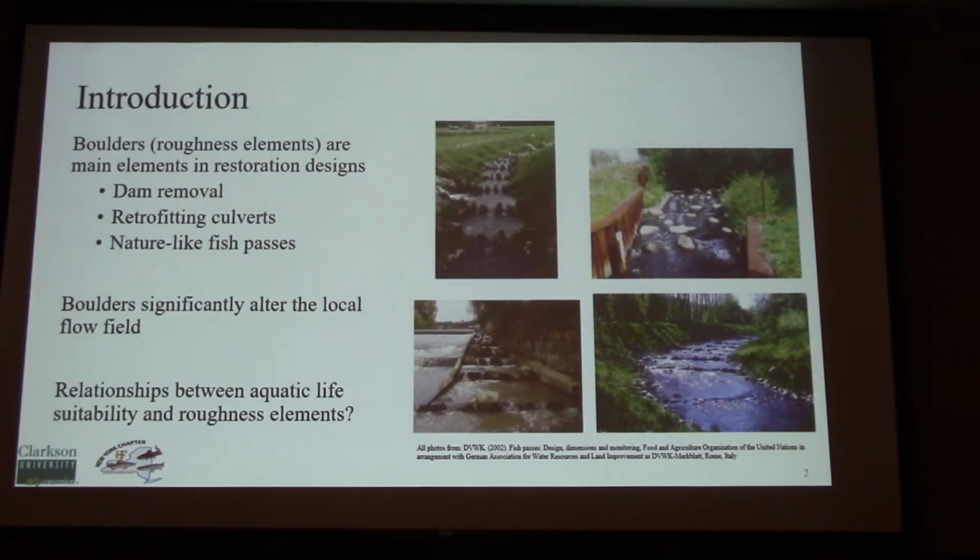Let's talk about boulders. Boulders, or as we call them, roughness elements, are main elements in many restoration designs, like dam removal, retrofitting culverts, and also nature-like fish passes. The flow around boulders can be really affected. The boulders can change the local flow field, and this change can affect the aquatic life surrounding the boulder. So we are interested in knowing the relationship between aquatic life and roughness elements like boulders.